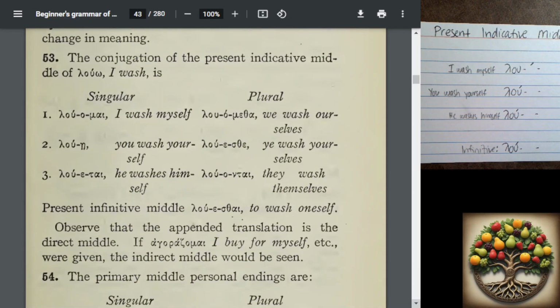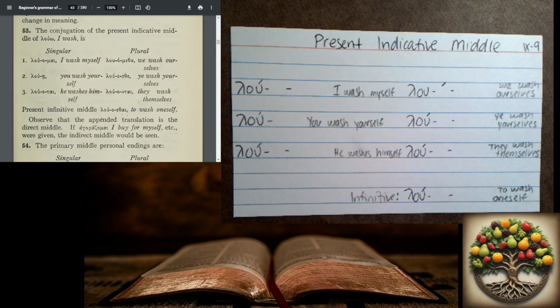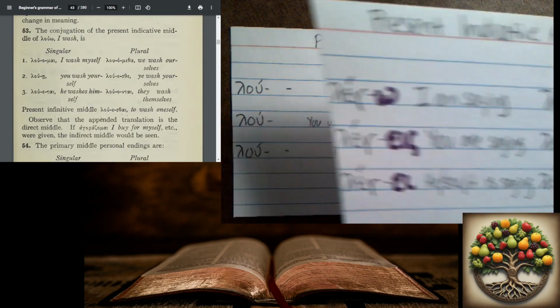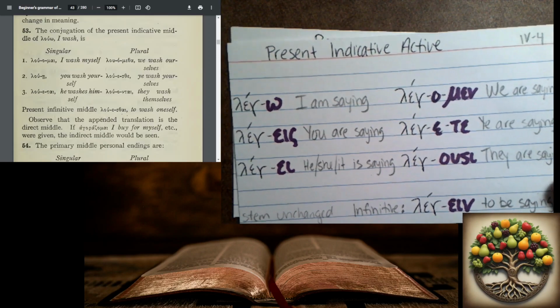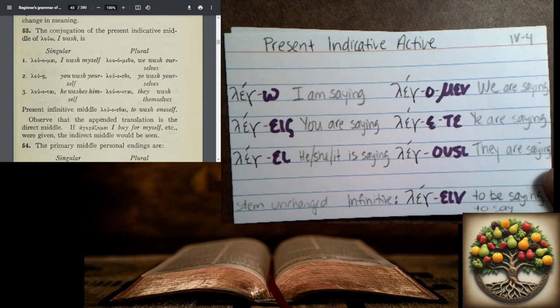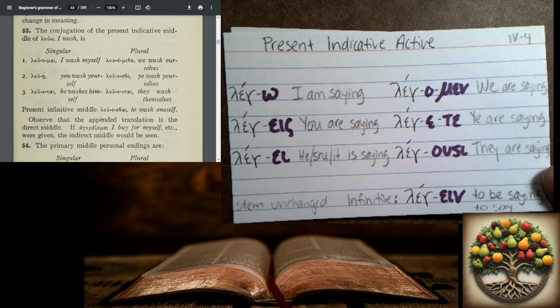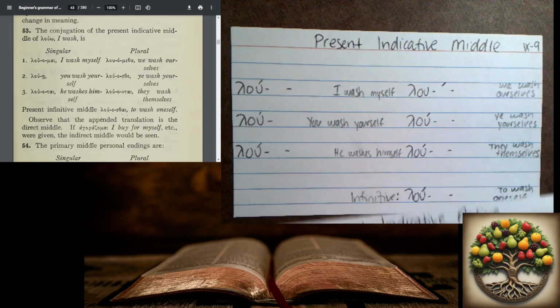Now here we're moving on to conjugating a verb in the present indicative middle, and we are given the word luo for I wash. I've got my index card all ready to go. And remember, here's just a view of our present indicative active card. Lego, leges, lege, legomen, legete, legusi. So now we're moving on to the middle.